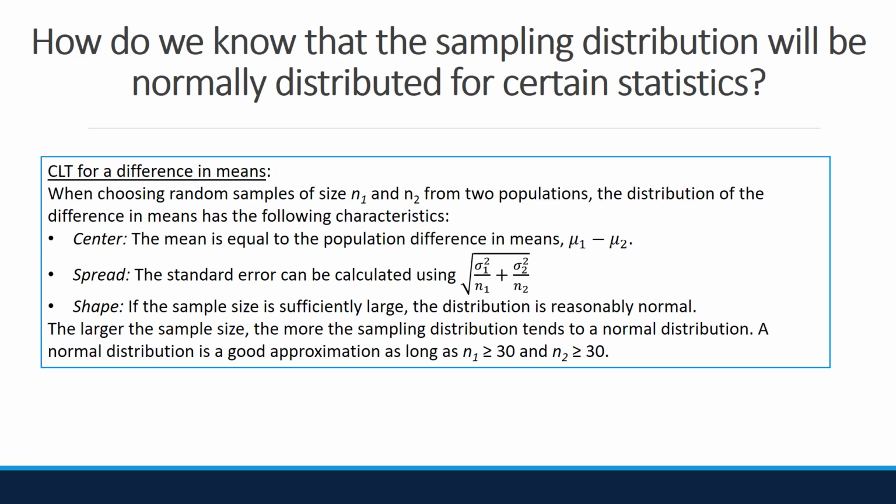Central limit theorem for a difference in means. When choosing random samples of size n1 and n2 from two populations, the distribution of the difference in means has the following characteristics. The mean is equal to the population difference in means, mu1 minus mu2. The standard error can be calculated using the formula given, and if the sample size is sufficiently large, the distribution is reasonably normal. The larger the sample size, the more the sampling distribution tends to a normal distribution. A normal distribution is a good approximation as long as each of the sample sizes is greater than or equal to 30. The normal distribution is also a good approximation if each of the two population distributions is normal.